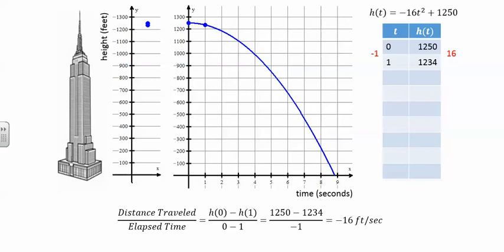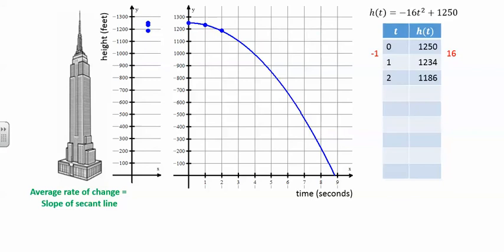What is significant here is that if we were to draw a straight line, or what we called a secant line earlier, through the points (0, 1250) and (1, 1234), the calculation for the slope of that line would be exactly the same calculation as for the average velocity between t equals 0 and t equals 1. And this brings us to the very important idea that the average rate of change of a quantity between two points in time is equivalent to the slope of the secant line connecting those points on a graph.